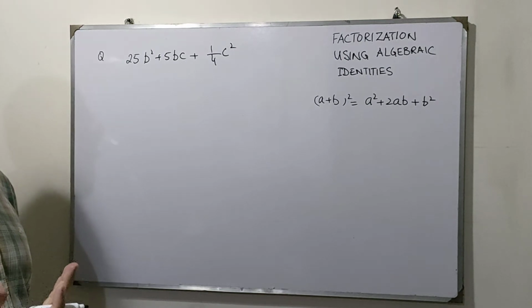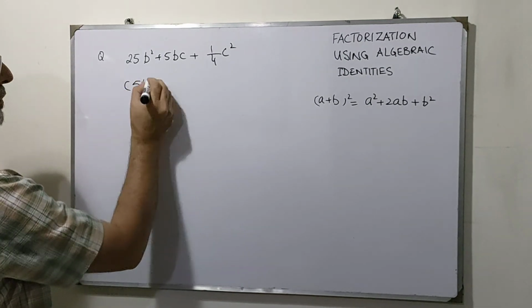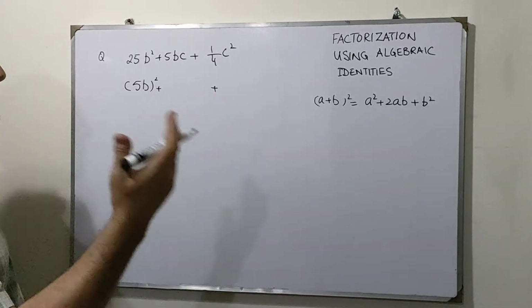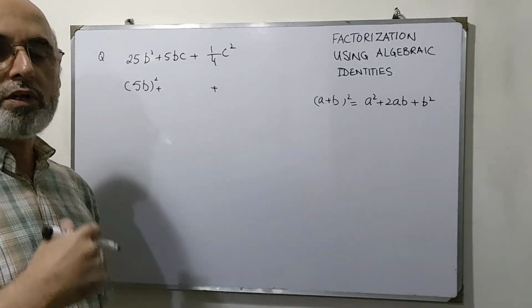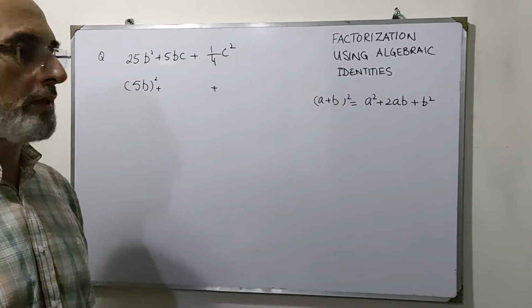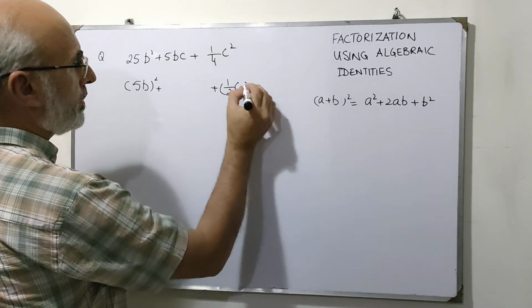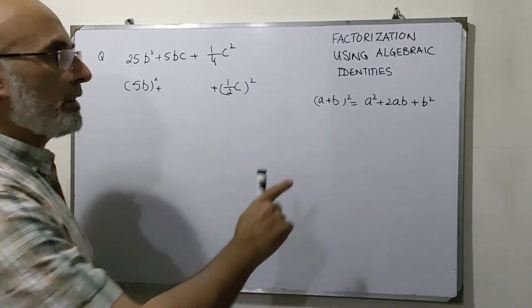The first term has to be squared. So a square, so 5b whole square plus. Why am I doing this term and then this term? So that we can know what is a, what is b, and then we can apply 2ab easily. So this is 1 over 2c whole square. So now we have a square, we have b square. What do we need?